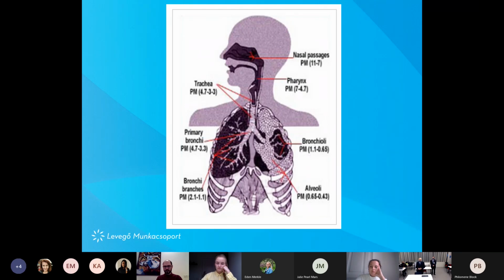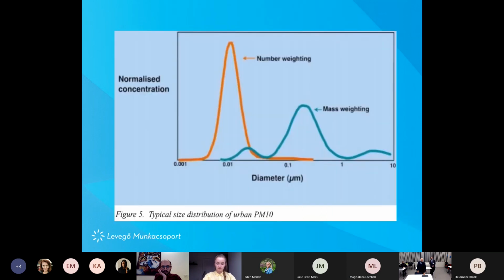There is not even a health limit for ambient air quality. There are limits for emissions in some cases for the number of very small particles, but no health limits. And we are working on it in a project to help develop health limits for this.